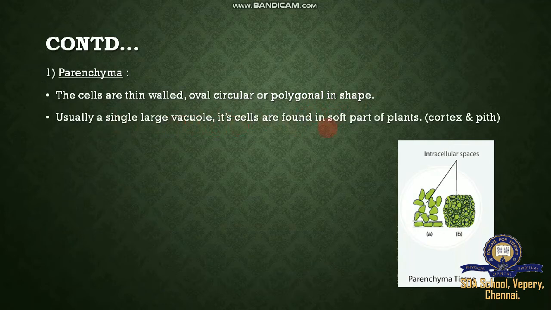These cells are found in the soft parts of the plant. What is the soft part? Leaf and plant stem, cortex and pith. Cortex and pith are made up of parenchyma cells, and it usually has a single large vacuole.